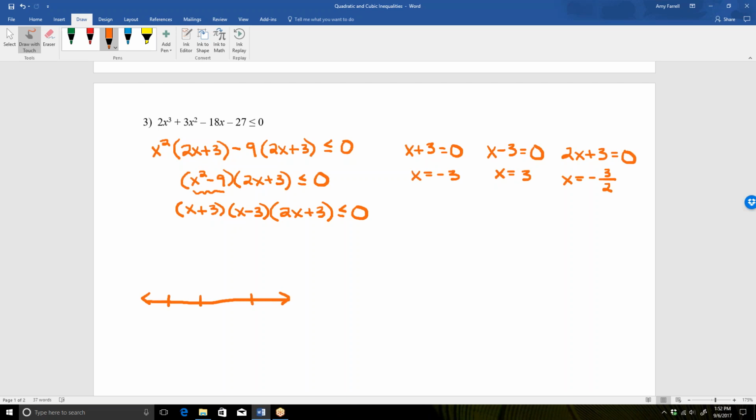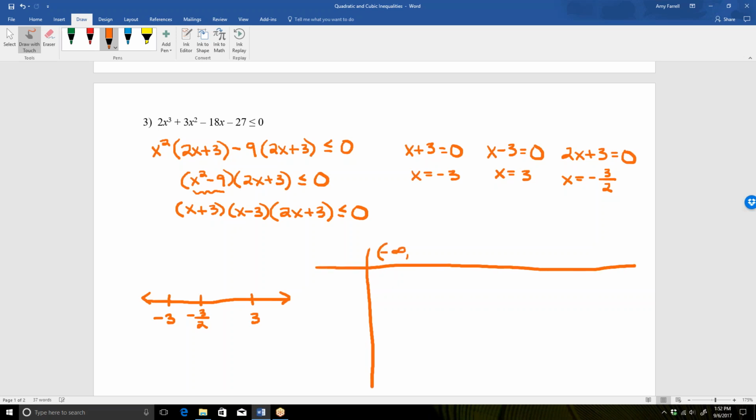Once again, I need to put them in numerical order. -3 is the smallest. -3/2 comes next. And then 3 is the biggest. These are the only three numbers at which this inequality could change sign. So they're important. They split our number line into, this time, 4 different intervals.